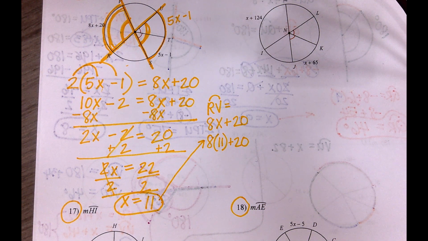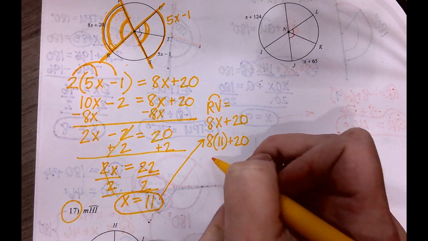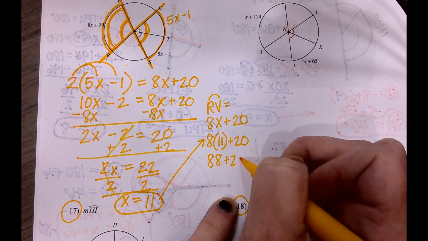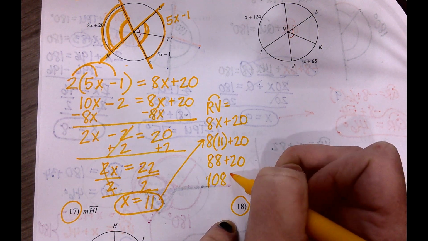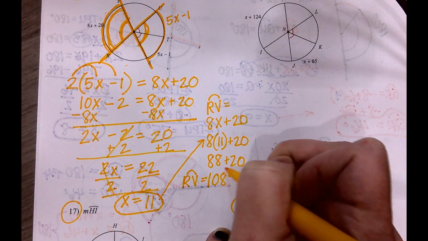So I've plugged it in. What do we do from there? Oh, 108. Nice. 8 times 11 is 88 plus 20. That gives us 108 degrees. That is our answer for RV.